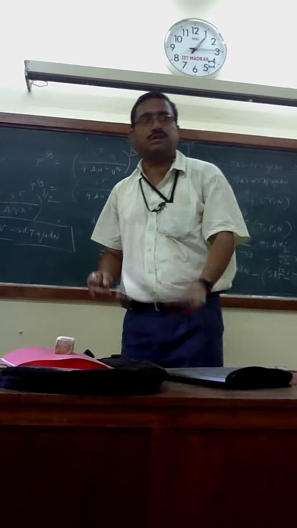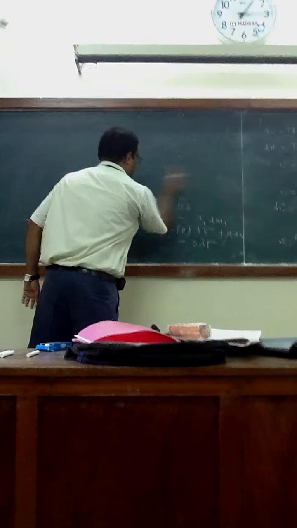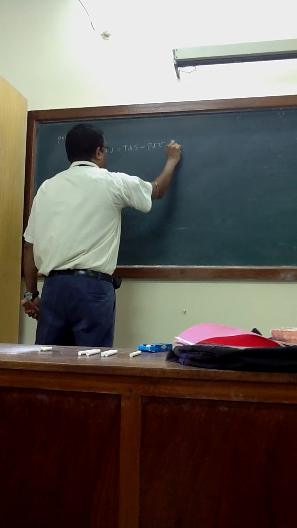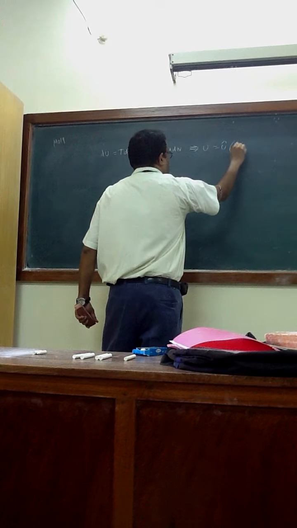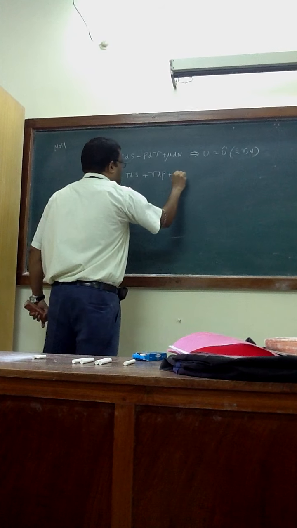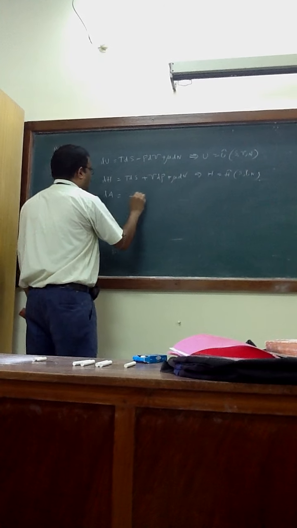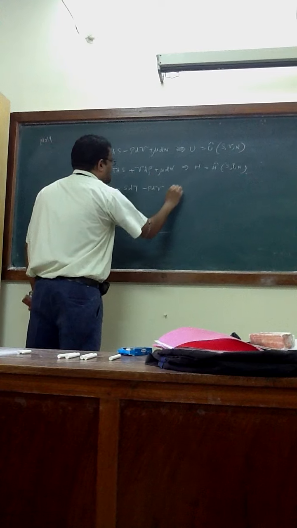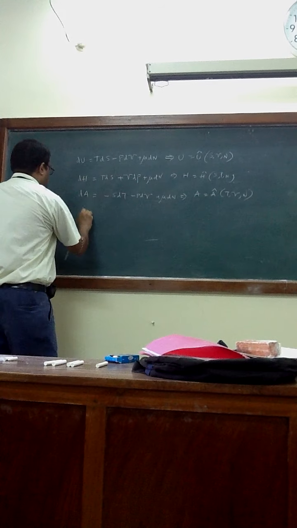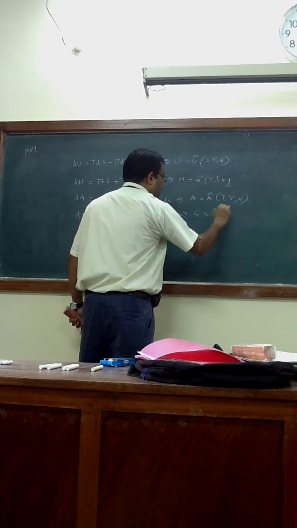So now we got the four versions of the combined first and second laws of thermodynamics. dU equals TdS minus PdV plus mu dN, which essentially says U is a function of S, V, N. dH equals TdS plus VdP plus mu dN, which says H equals H hat of S, P, N. dA equals minus SdT minus PdV plus mu dN, which says A equals A hat of T, V, N. dG equals minus SdT plus VdP plus mu dN, which says G equals G hat of T, P, N.